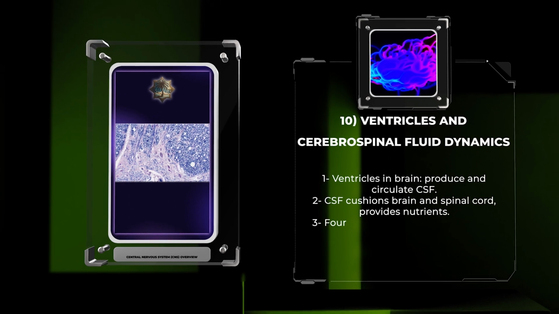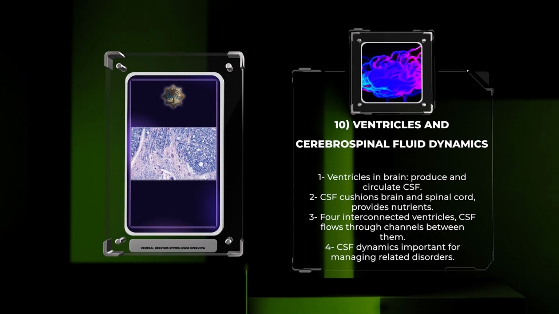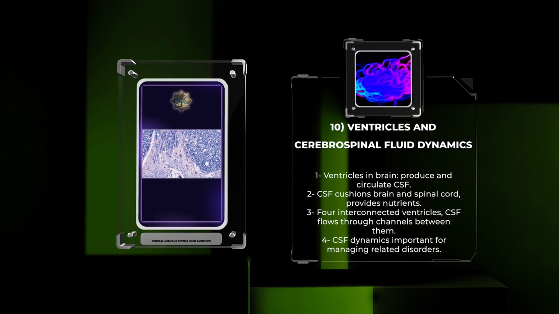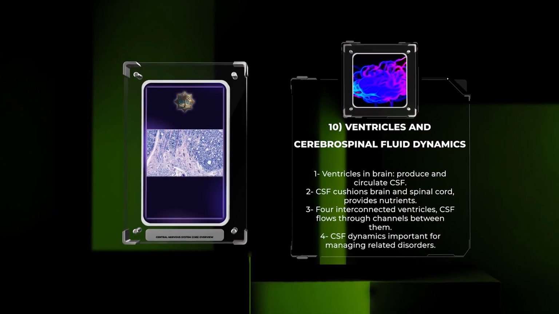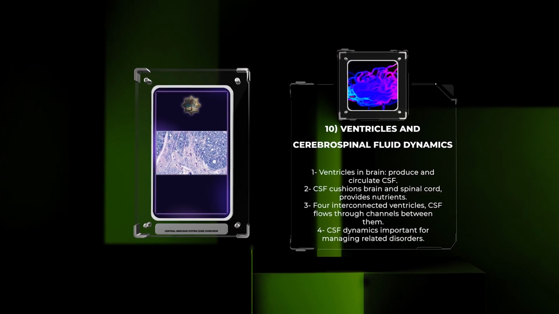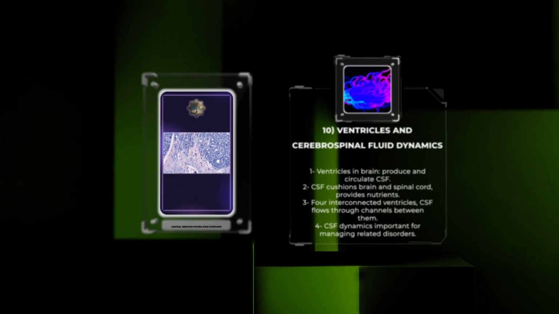The ventricles in the brain produce and circulate cerebrospinal fluid, CSF, which cushions the brain and spinal cord and provides nutrients. There are 4 interconnected ventricles, and CSF flows through channels between them. CSF circulates around the brain and spinal cord before being reabsorbed. Understanding CSF dynamics is important for managing related disorders.